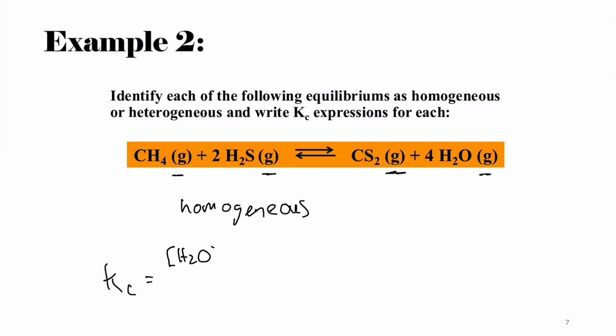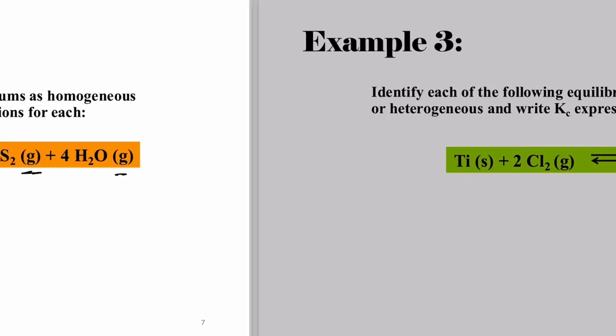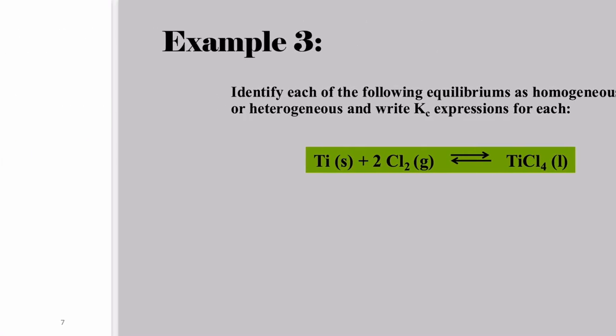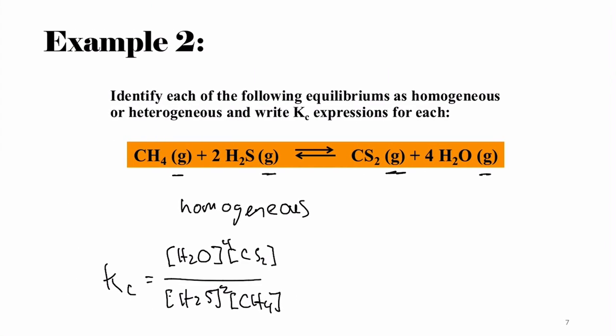So this would be H2O, carbon disulfide, H2S, and then CH4. So am I missing anything here? The exponents, right? We need to have our stoichiometric coefficients as our exponents. Right, so relatively straightforward, but important that we're careful with how we do this.